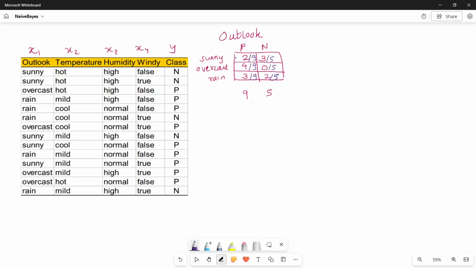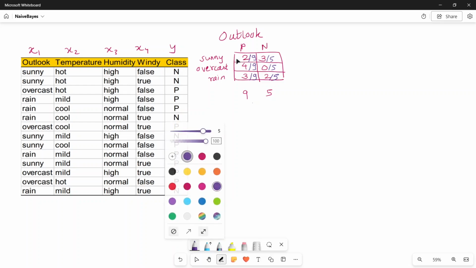I hope this table is clear to you. Then similarly, we will calculate the other three tables, because we have four variables. I'll repeat this process for humidity.